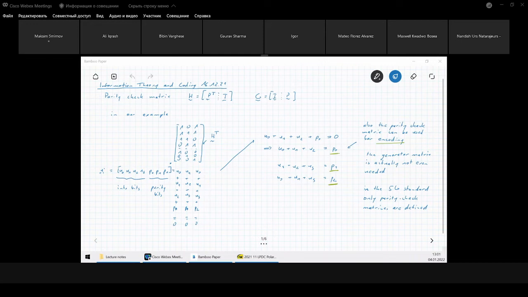On 5G networks, in terms of the physical layer and the error correction coding on the physical layer.